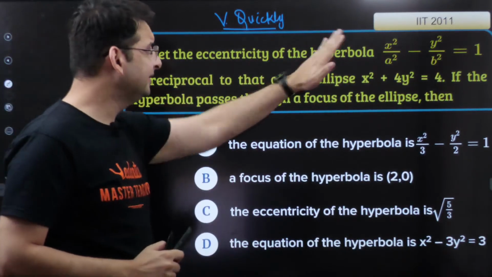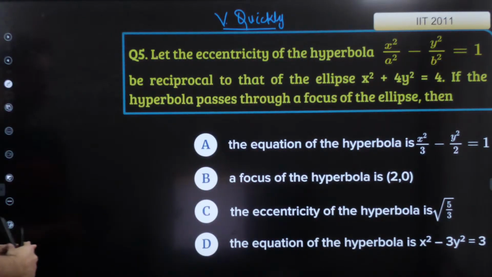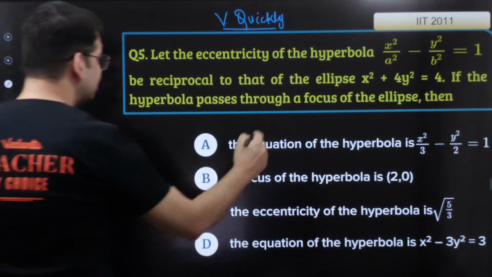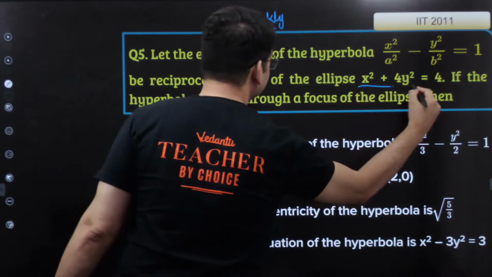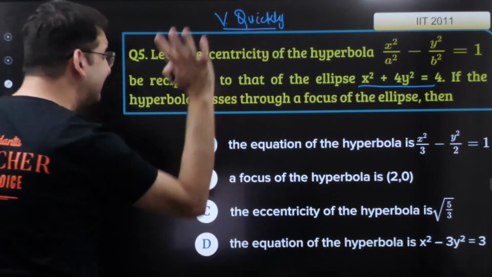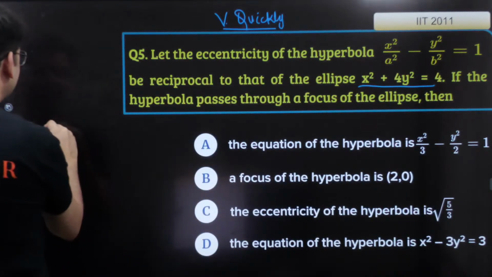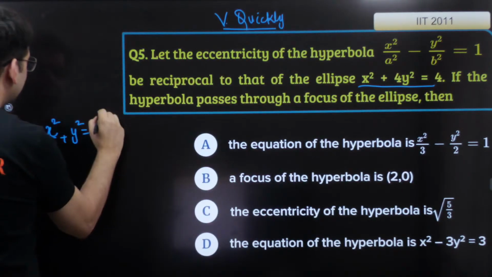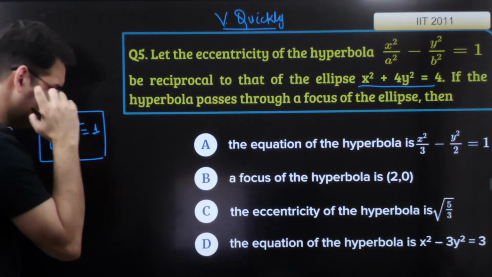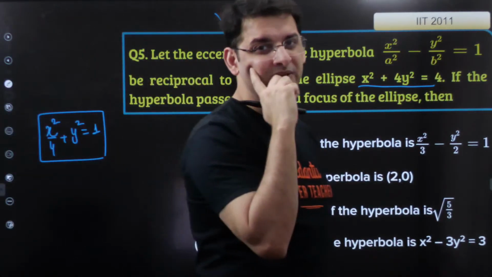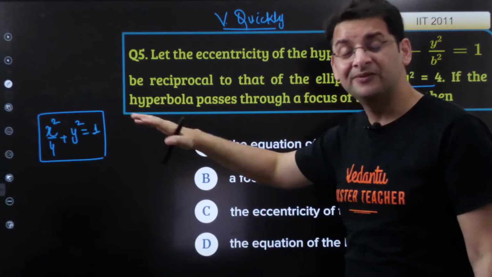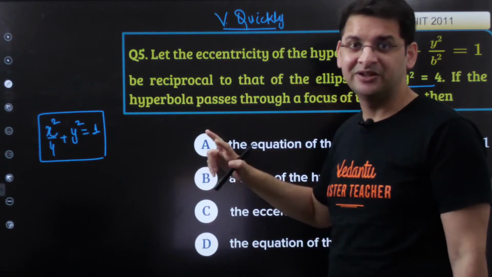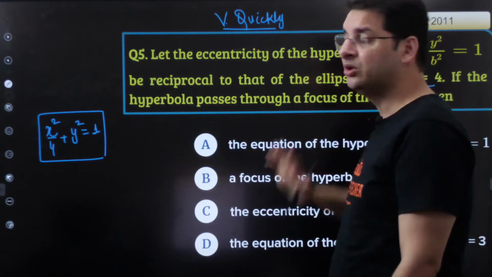Let E be the eccentricity of the hyperbola, which is reciprocal to this. Okay. So this ellipse is fully known, so we can find everything about this ellipse, right? Starting with x square by 4 plus y square is equal to 1. We should not waste our time thinking about what to do. Since this is an ellipse which is given to us, find everything about this, particularly eccentricity first, because the eccentricity of this is reciprocal to this.